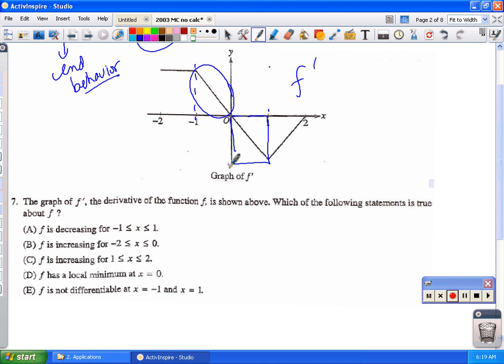Okay, again, study your All About Me sheet. So that is incorrect. B, f is increasing from negative 2 to 0. All right, if I look at the function from negative 2 to 0, the first derivative in that entire region is positive, telling me that the original function is increasing, so that is a true statement. And so that is our answer for number 7.